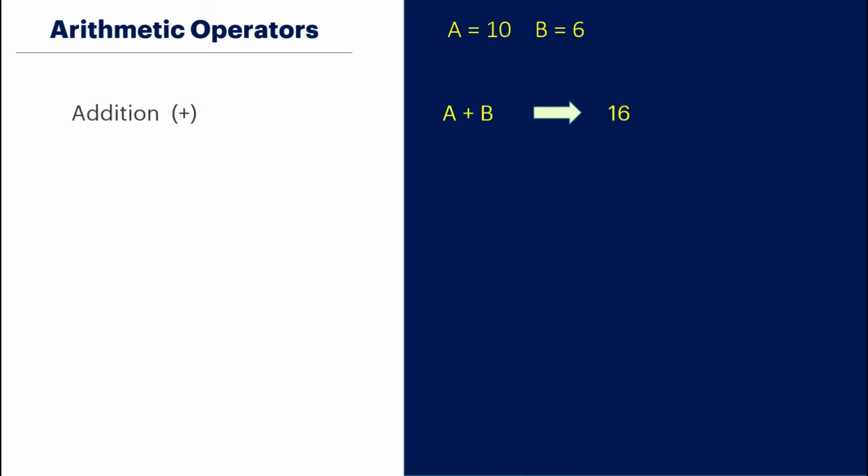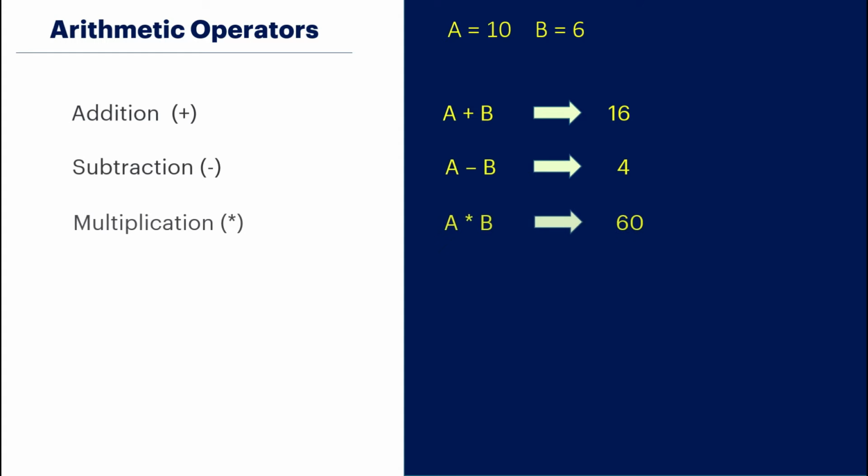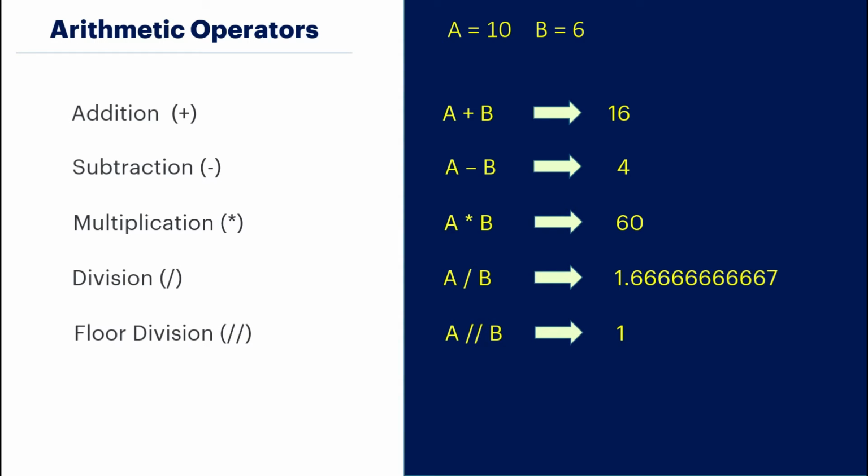Arithmetic operators. As the name suggests, they perform arithmetic operations on numeric data. The operators are addition, which returns the sum. Similarly, subtraction, multiplication, division. The division will always return the value as a float object. There is an alternative called floor division, which renders the integer part of the division.